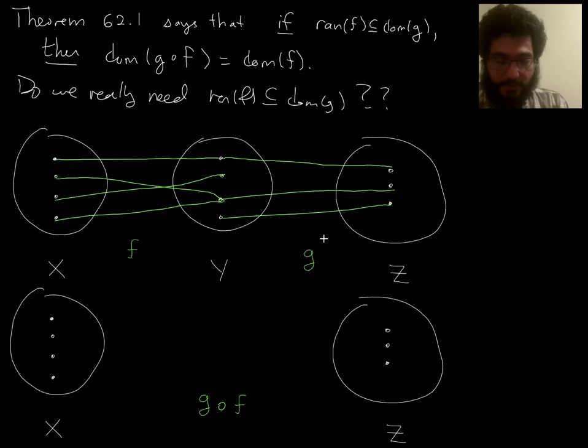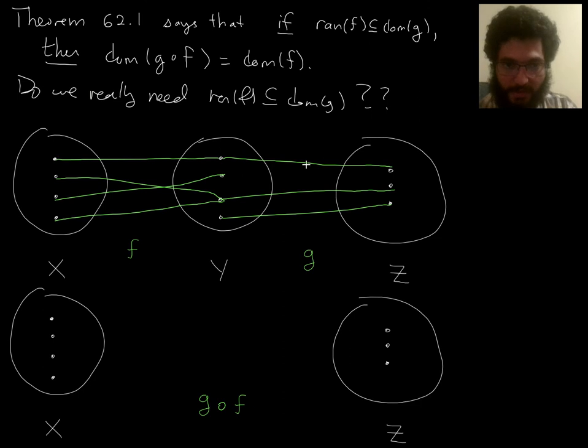So now it's definitely true that the range of f is not a subset of the domain of g, right? Because here's something that's in the range of f, but not in the domain of g. Now let me draw the composite. So let me just figure out what all the paths are.